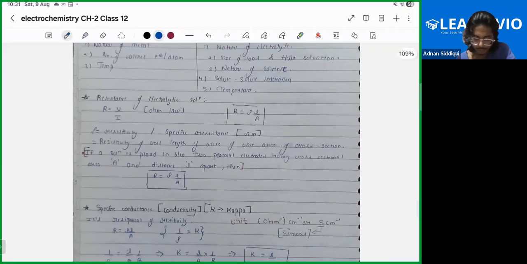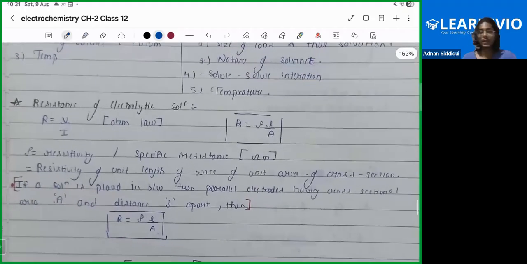Now, let us talk about the resistance of an electrolytic solution. I hope you are familiar with Ohm's law. What is Ohm's law? V is equal to IR. So with that, we can derive R is equal to V by I. This is basically Ohm's law, right?